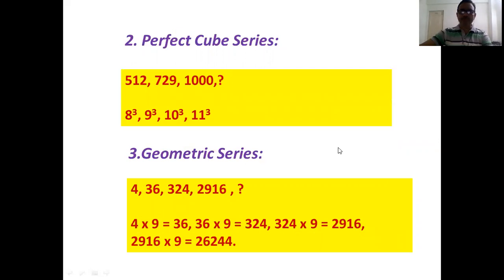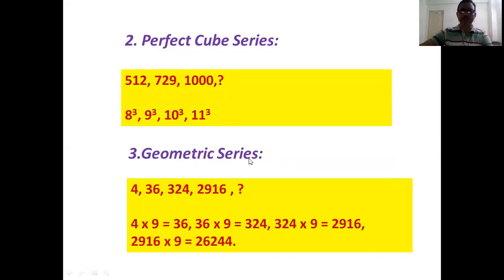Second type is perfect cube series. As you can see, the first number is the cube of 8, the second number is the cube of 9, the third number is the cube of 10, and the next number will be the cube of 11.